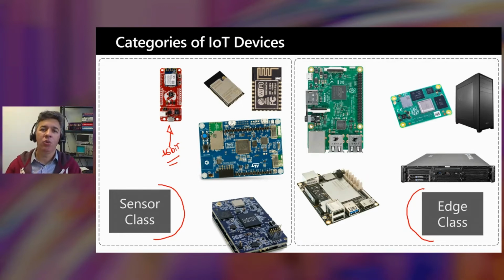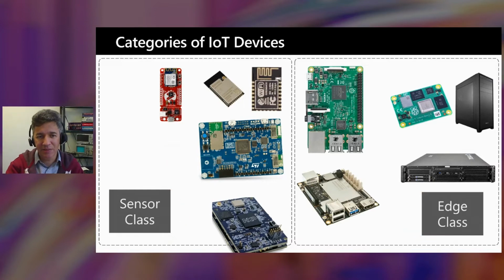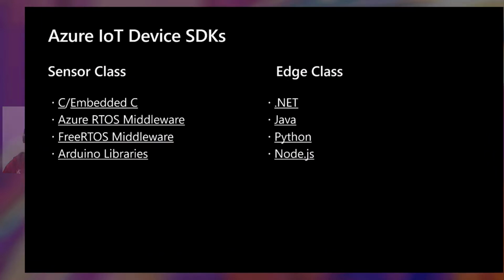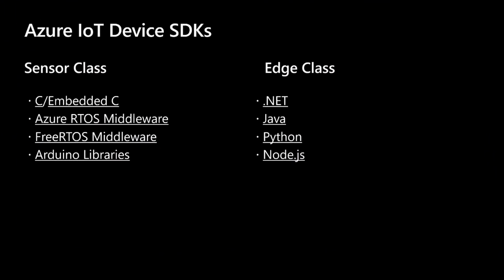Let's take a look at what the options are when thinking about the device SDKs. Here in this slide, as you can see, we're aligning our options and our possibilities for device SDK based on that definition we just presented. So under sensor class, we have both the C and embedded C SDKs. We also have the Azure RTOS middleware.